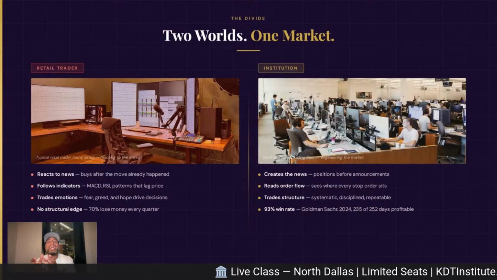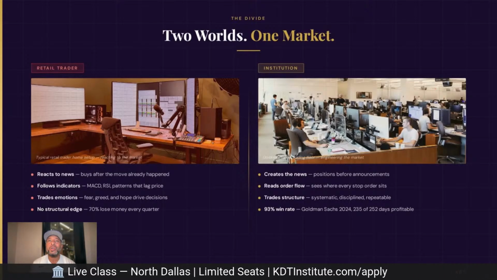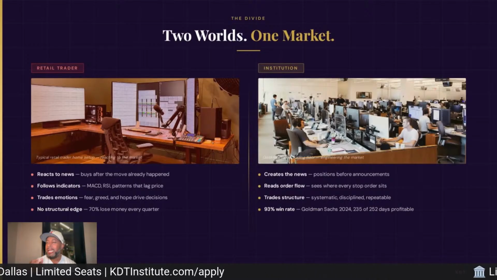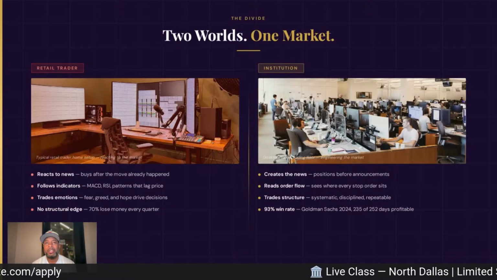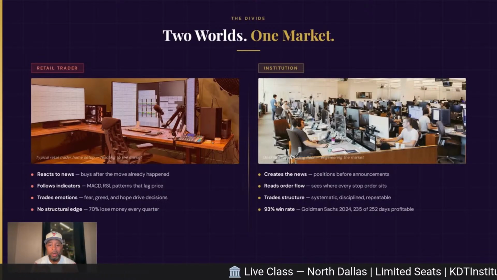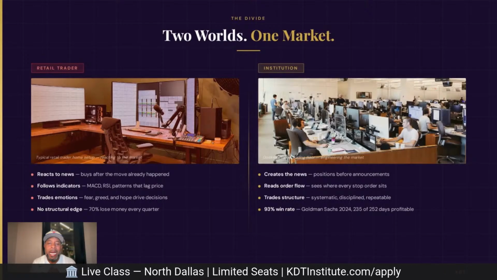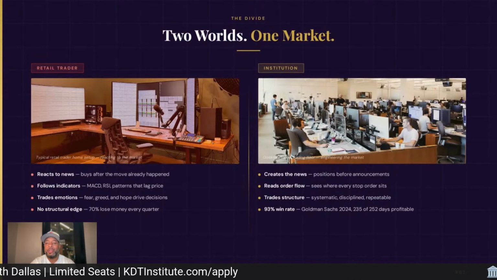So let's go to the right side. I'm not going to do the full PowerPoint today, but institutions create the news. They know exactly where they want to be, and they know how they can manipulate the markets to get what they want. They read something called order flow. We talk about this. And they can see where every stop is in the market. They trade structure and they're winning 93% of the time.